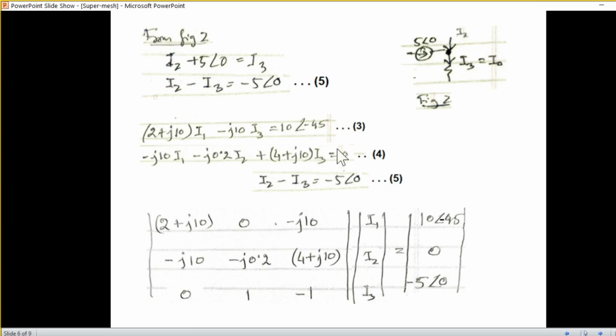So from here we can write the matrix elements. You can see this is for the first one. Since there is no I2, we'll write 0, then I3 minus J10. And similarly for all the others, then the current, and then the output voltage is 10, minus 45, and minus 50.